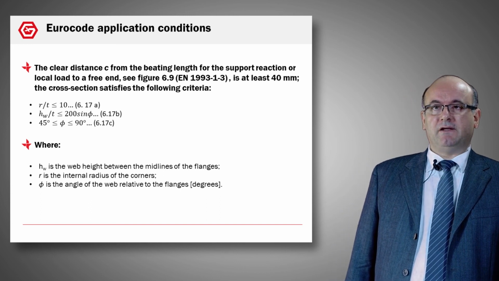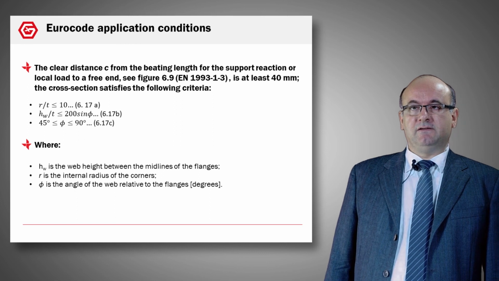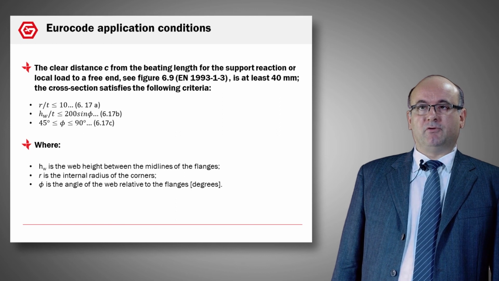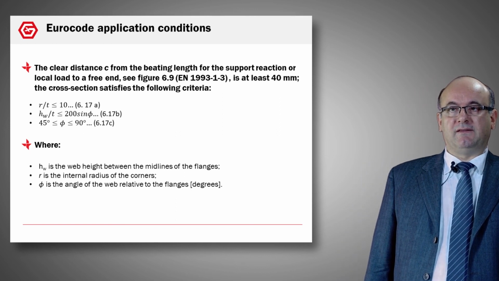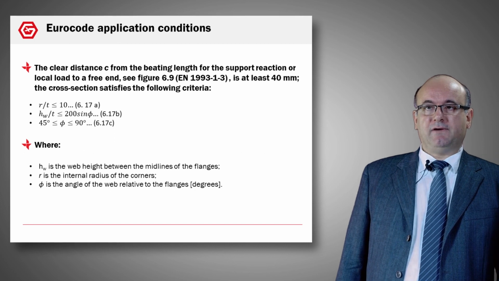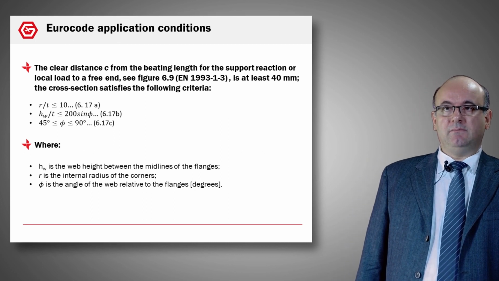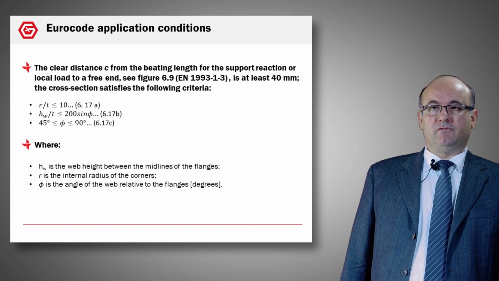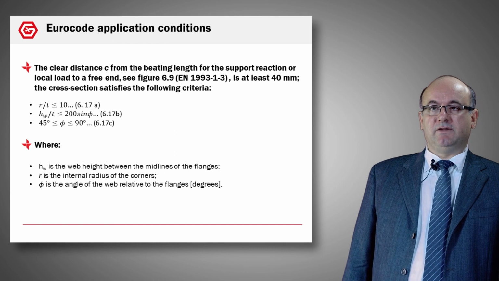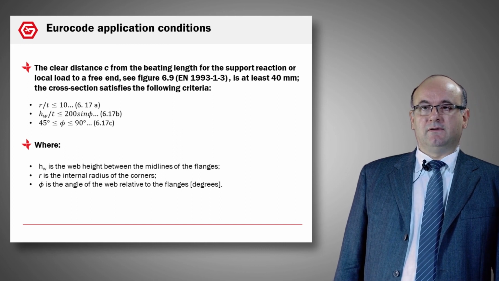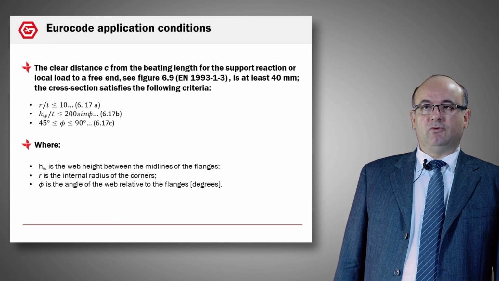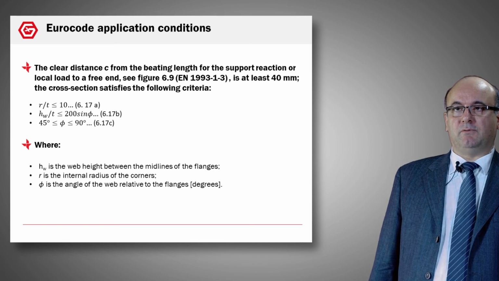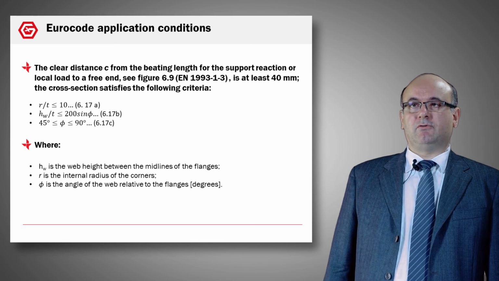First, you have to verify that R divided by T is inferior to 10. R is the radius of curvature of the corner of the profile. HW divided by T, where HW is the height of the profile, must be inferior to 200 sinus phi. Last point, you have to verify that the angle of the web is between 45 degrees and 90 degrees. If all these criteria are respected, you can use the formula given in the Eurocode to determine the local transverse resistance.